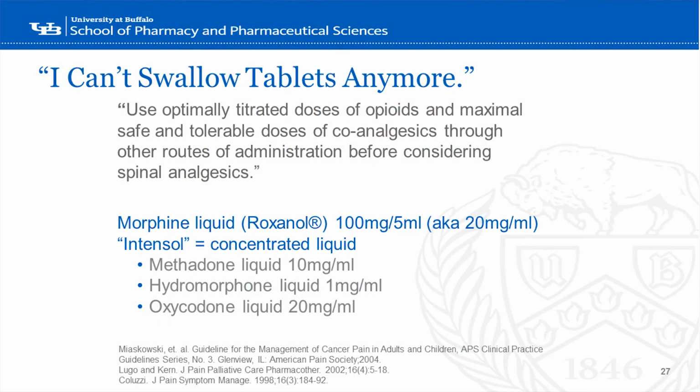So we look at things that are highly concentrated. Morphine has the Roxanol brand name product, which is the 100 milligram per 5 ml, or also 20 milligram per ml, also called the Intensol. Methadone has a 10 milligram per ml concentration, hydromorphone a 1 milligram per 1 ml, and oxycodone a 20 milligram per ml concentration. So these are all effective. If you think about it, you can get a very high potent opioids into a patient with a very small volume.